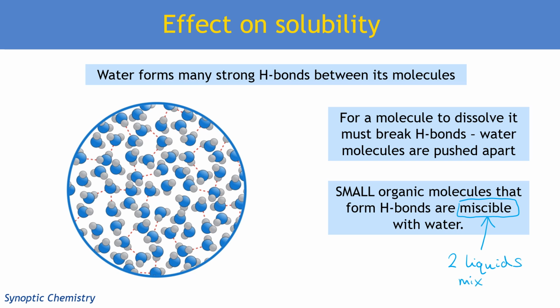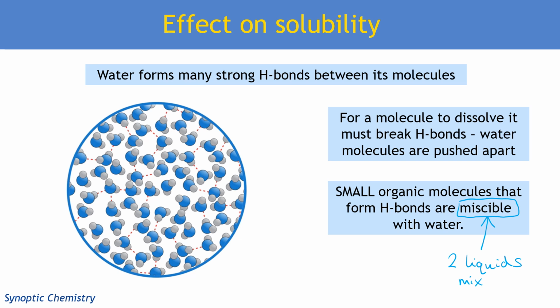So for example, ethanol is what we would say is completely miscible with water. It means that we could have a mixture that was 90% water and 10% ethanol, but we could also have a mixture that was 90% ethanol and 10% water, and they would still completely mix together.